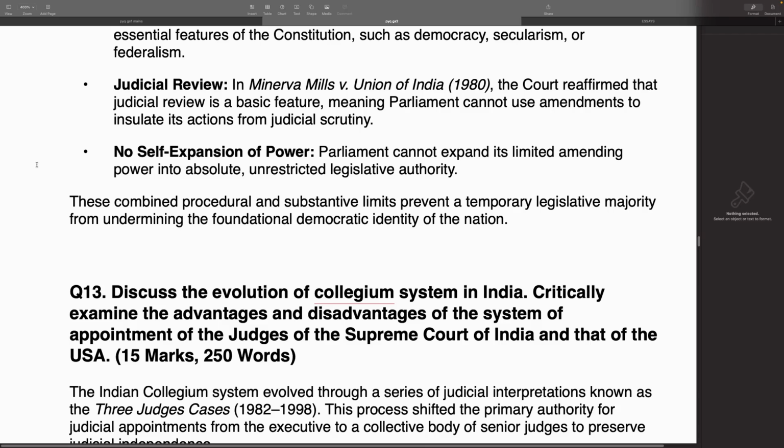No self-expansion of power. Parliament cannot expand its limited amending power into absolute unrestricted legislative authority. These combined procedural and substantive limits prevent a temporary legislative majority from undermining the foundational democratic identity of the nation.